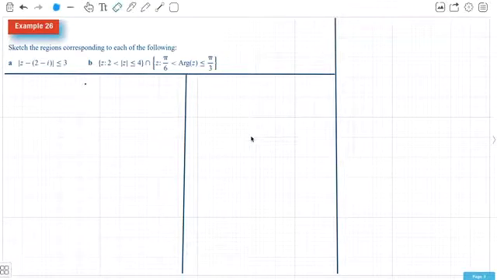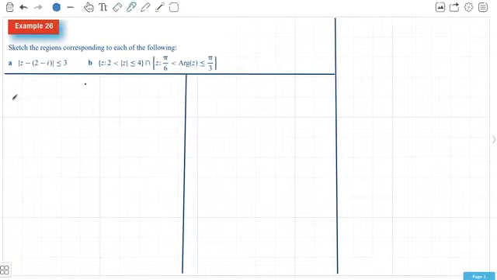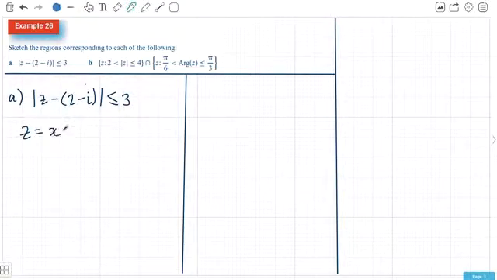In this example, you're having to sketch regions corresponding to each of the following. Now these are more complicated complex number graphs that you're going to be looking at. So look at the first one. I'm going to do this first one using the geometric method, but you can use the algebraic method if you want to, and check out the textbook for that. The algebraic method is the one where you make the substitution z equals x plus iy, and then you work through that way. But I'm just going to do this geometrically.